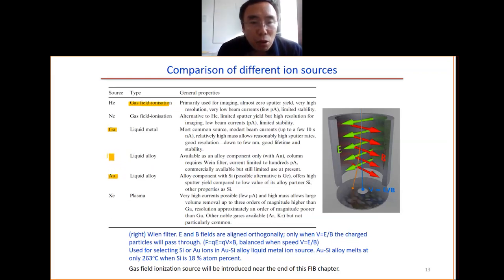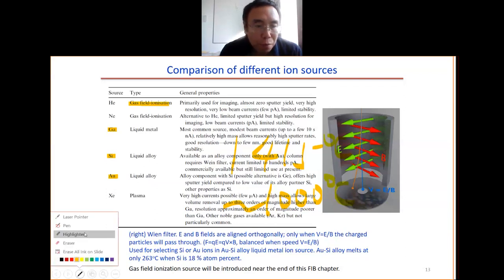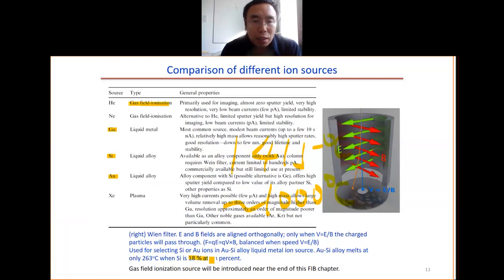Because we know that to melt silicon we need about 1415 degrees. To melt gold, we also need about 1000 degrees. But we have the alloy. With the gold-silicon alloy, which is 18% silicon, the melting point is only 260 degrees. That's why we use the gold-silicon alloy as the source, so that it can be melted at this pretty low temperature.